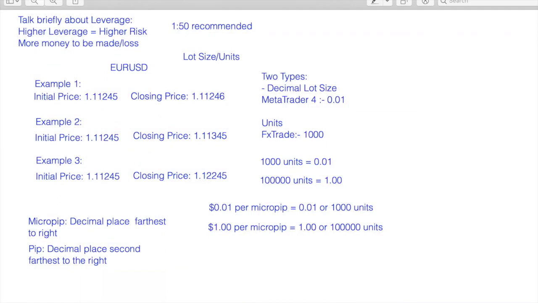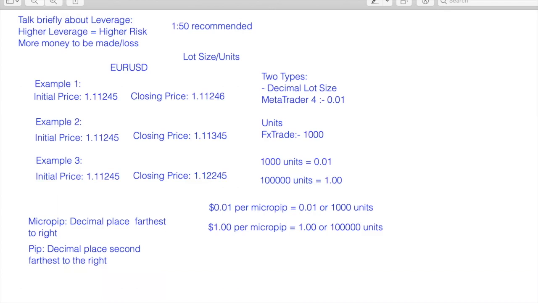But in this video, we're going to be talking about what a lot size is. Or in other words, what does it mean by lot size slash units? And the reason why this is important is because in MetaTrader 4 and in other platforms you may use, if you don't decide to use what I recommend, they're going to ask you what lot size do you want to buy or sell currency pairs at.